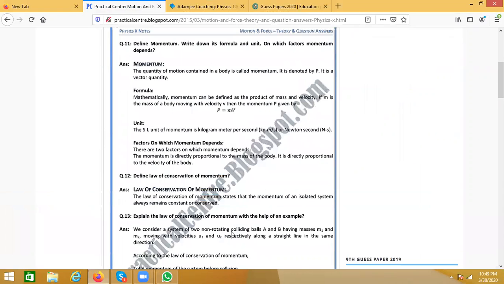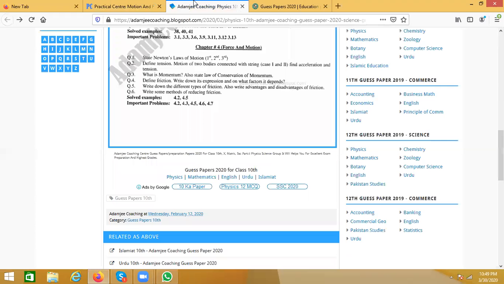For this third question, can anyone tell me the definition of momentum? If I ask you, what is your definition of momentum? The product of mass and velocity, sir. Yes, excellent. This is one very good answer which can gain you full marks. What about you, Aviv? Same answer, sir.